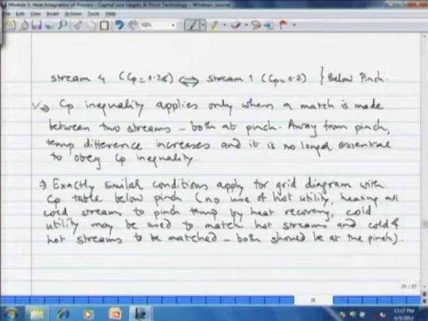This is a very important thing which I already mentioned to you, that CP inequality applies for the near pinch region. Away from the pinch, the temperature difference increases and it is no longer essential to obey CP inequality. Exactly similar conditions apply for the grid diagram with the CP table below pinch. No use of hot utility, heating of all cold streams to pinch temperature by heat recovery. Cold utility may be used to match the hot streams, and the cold and hot streams to be matched should both be at the pinch conditions.